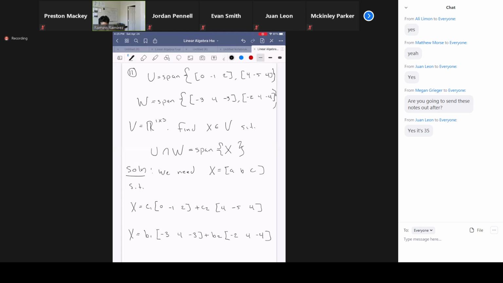Okay, so right now we have 4 unknowns, and since we have 4 unknowns, how many equations can we get? So we can get 1, 2, 3. We can definitely get 3 equations out of this. Okay, so let's do that.